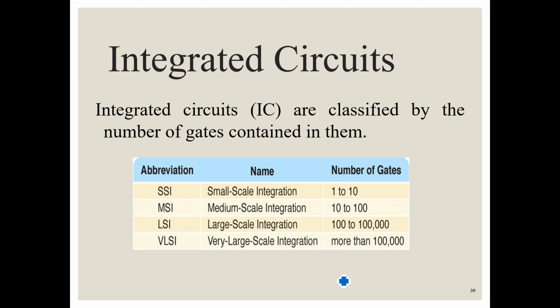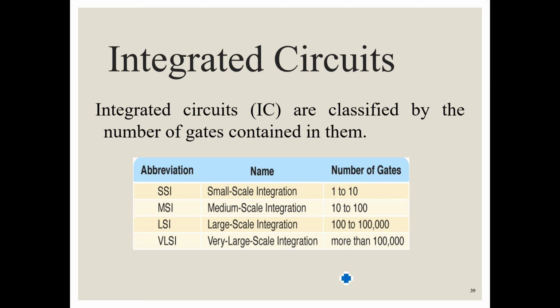Integrated circuits are classified by the number of gates contained in them, and this abbreviation you can see is an era of integration. How did integrated circuits start? SSI is small scale integration, where earlier it used to have only 1 to 10 gates integrated. Then next comes MSI, medium scale integration, which has 10 to 100 gates. Then comes large scale integration, where up to 1 lakh gates were used to form this large scale integrated IC. Then next was very large scale integration, which is more than 1 lakh.